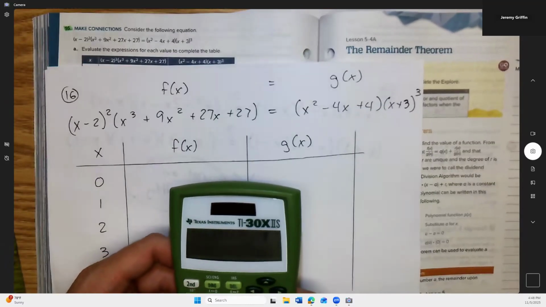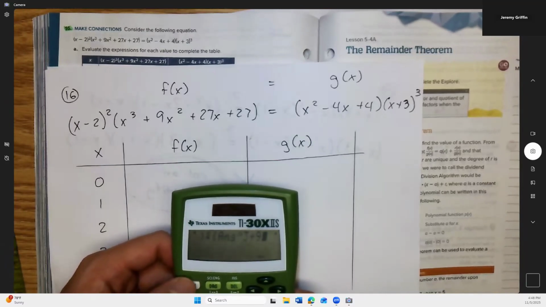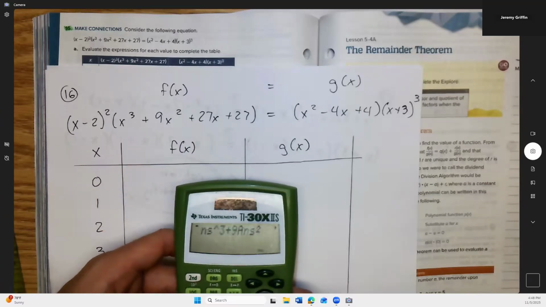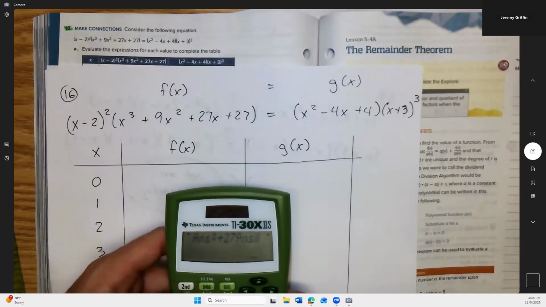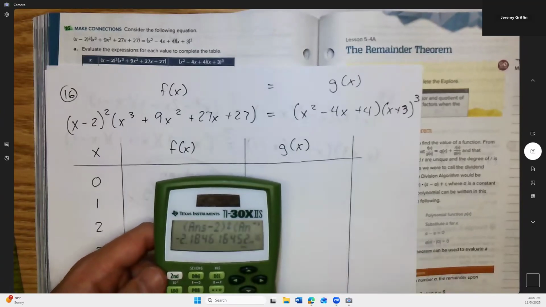So I'll say answer to the power 3. Okay, make sure it shows up on the screen. Plus 9 answer squared. I'm just following this right here, just copying. And we're saying x and putting answer. Plus 27x plus 27. Okay. So something greater than.